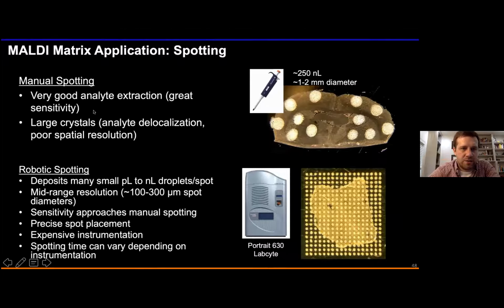An intermediate between a manual spotting approach and a true homogeneous coating is a robotic spotting approach. This applies much smaller droplets using maybe acoustic spotting or acoustic transducer technology to the tissue surface. These spots are 100 to 300 microns, which is still relatively large, but can enable some degree of imaging for the tissue surface.